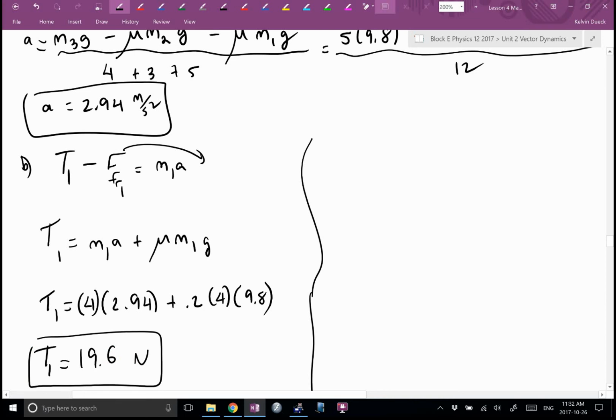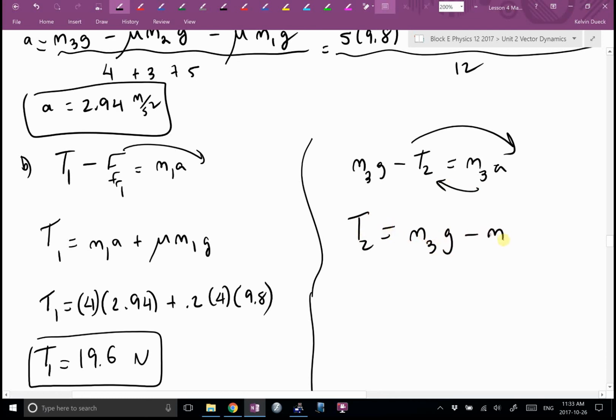What would be the way cleaner mass to use to find tension 2? Look at your free body diagram. So what's the equation, Josh, for mass 3? It'll be M3G minus T2 equals M3A. What was mass 3? Was it 5? 5 times 9.8 minus 5 times 2.94.